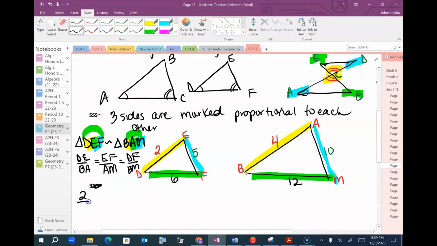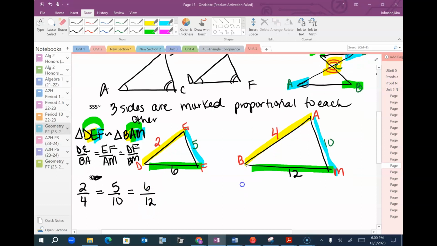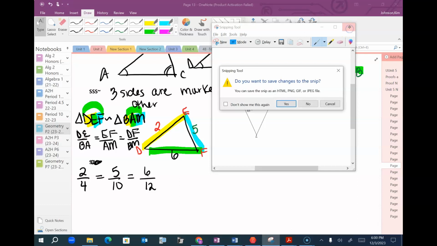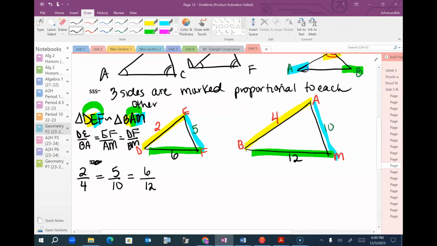DE over AB is 2 over 4. EF over AM is 5 over 10. And DF over BM is 6 over 12. So we see for all three of the sides, they have the same proportionality or same ratio, which is 1/2, right? So the smaller triangle is half the size of the bigger triangle.